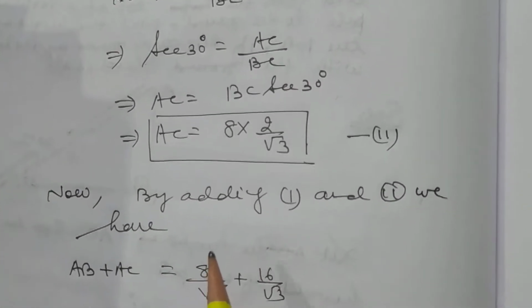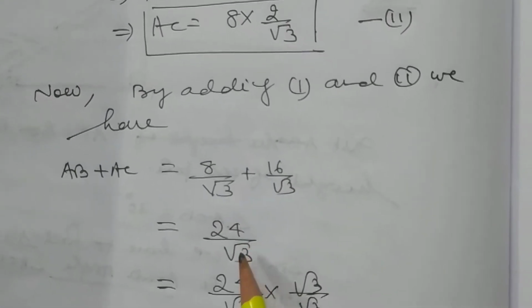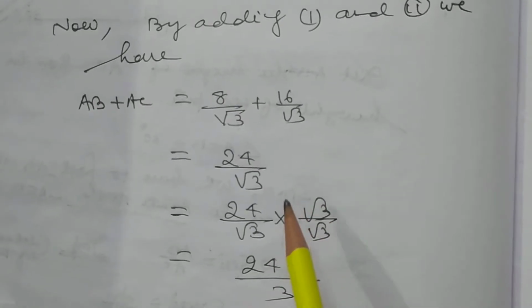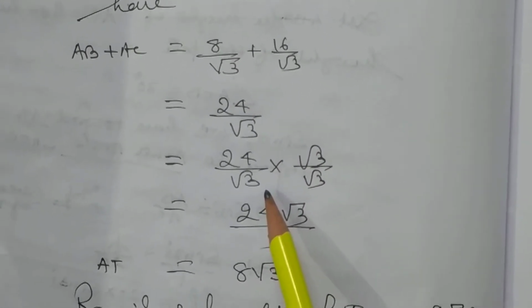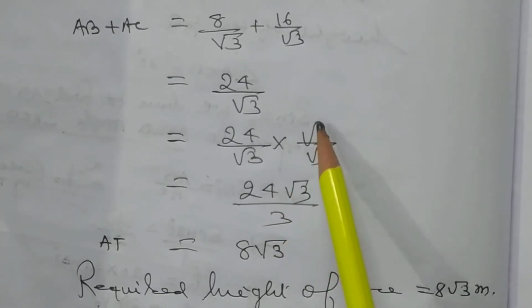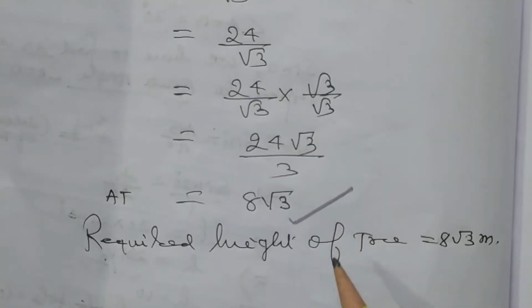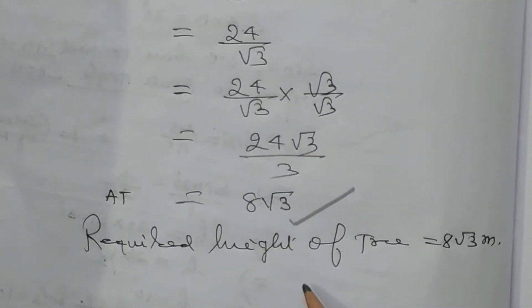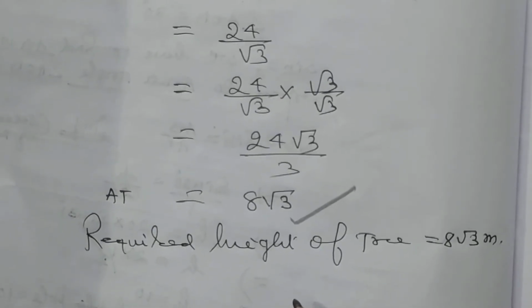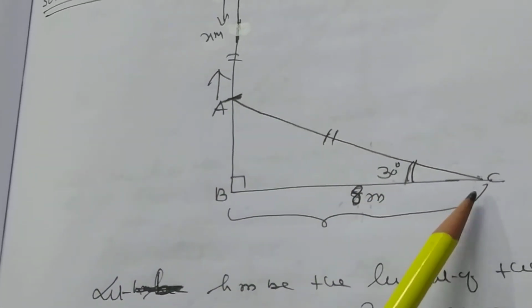So by adding first and second we have AB plus AC is equal to 8 by root 3 plus 16 by root 3 is equal to 24 by root 3. And rationalize the denominator, we will multiply it by root 3 by root 3. So it will be 8 root 3. So broken part, find the length of broken part, AT is equal to AC.